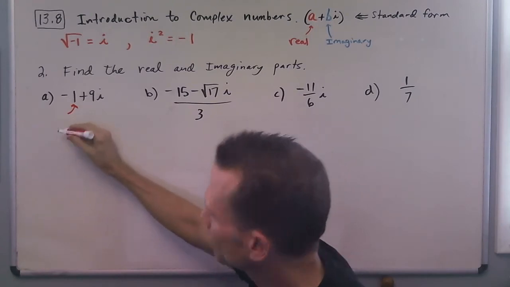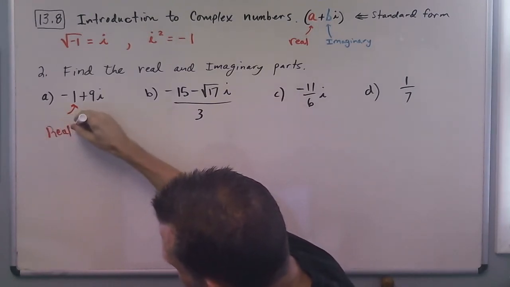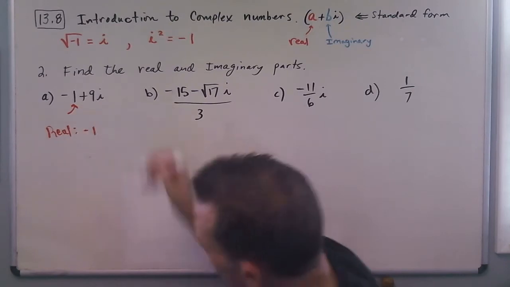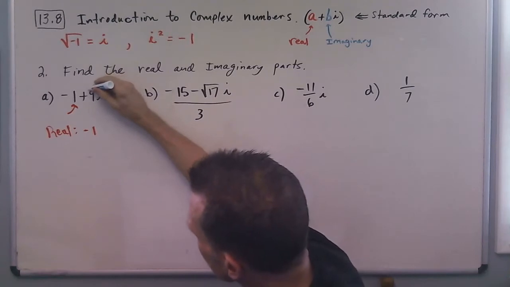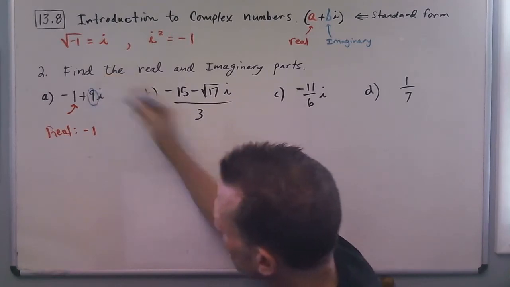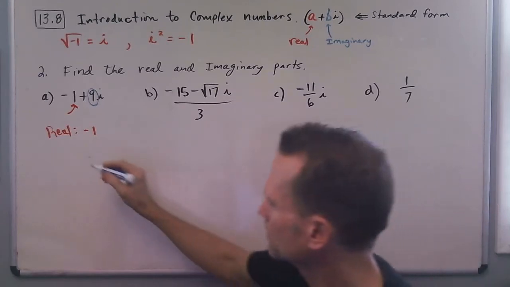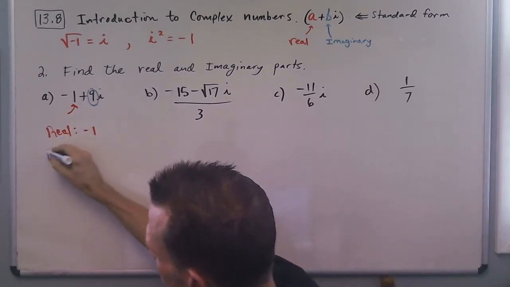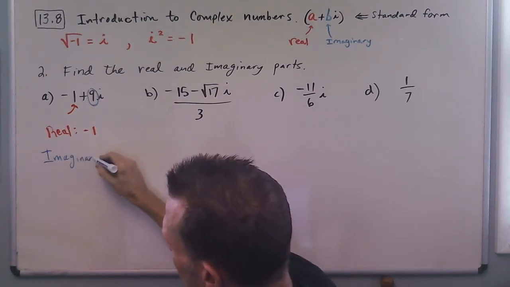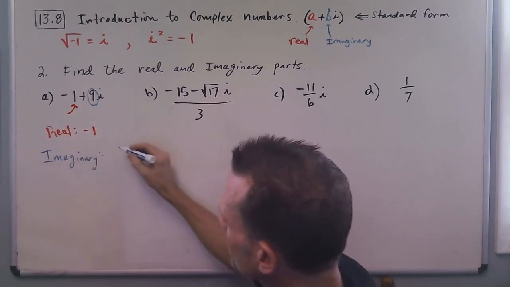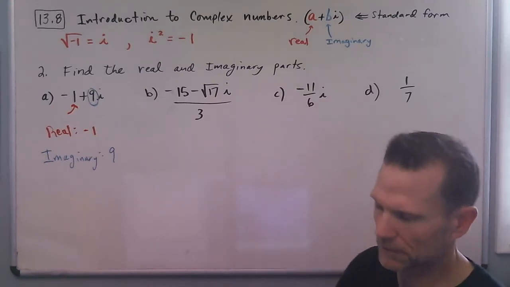So the real part is -1, and then the imaginary part is right here, and we want to also think about the sign included with it, but I didn't circle the positive sign. But so the imaginary part is 9. Okay. Then looking at this one here, it's a little more difficult.